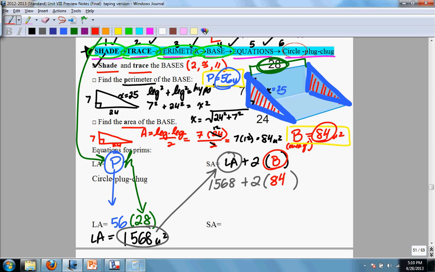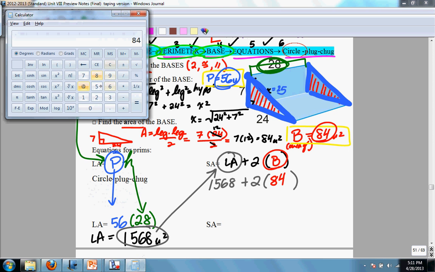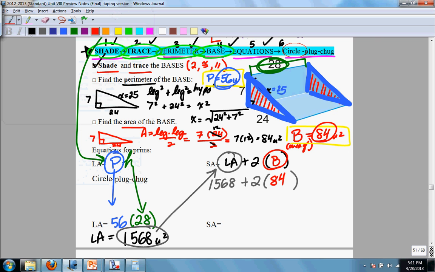That's our 2 bases. So we're going to go 84 times 2, and then we're going to add 1,568. We get 1,736. Our surface area is 1,736 units squared. That's how you do lateral area and surface area. We're going to follow shade, trace, perimeter, base, equations. Circle, plug, chug.